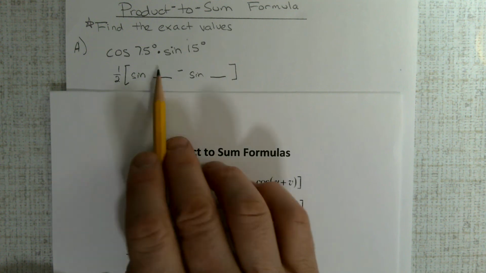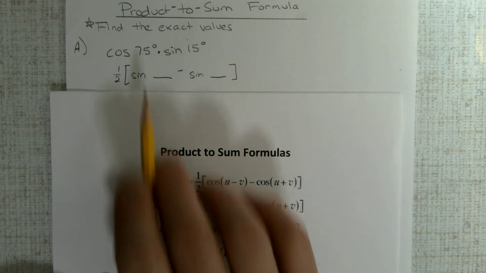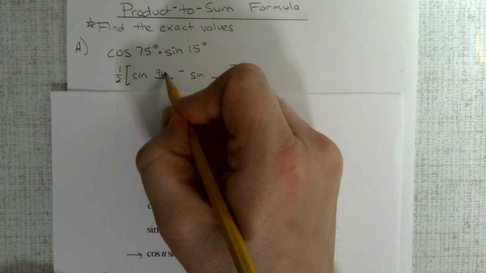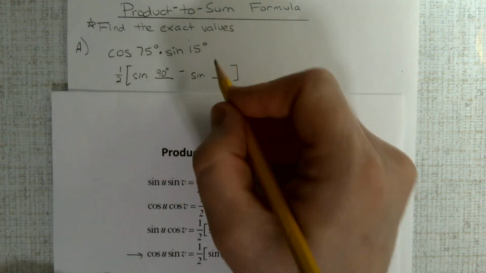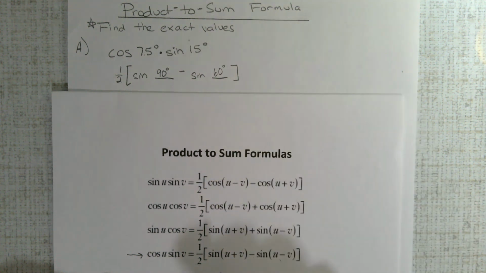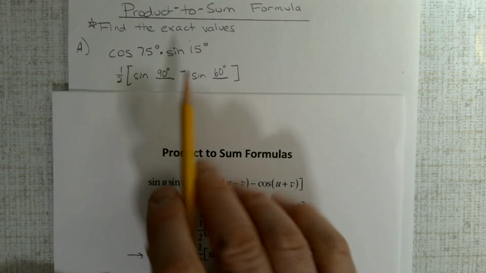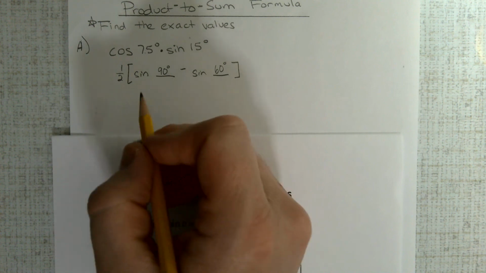Alright, well, what's the first sine? Well, I add them together. Add those together, that's 90 degrees. Minus, subtract them, 75 minus 15, well, that's 60 degrees. Alright, why did I do this? Because these are both on the unit circle. Go ahead and let's finish the math.